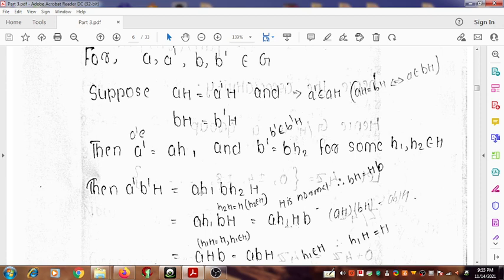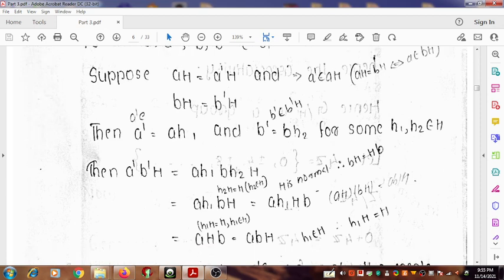Now you can apply associativity here in a convenient fashion, so as to rearrange the elements in a particular way. Actually, we will do that. By rearranging this here, we get AH1. Now before applying that associativity, you can see that H2H.